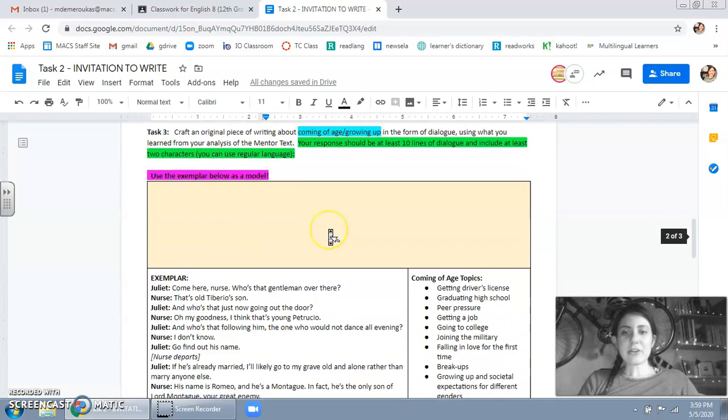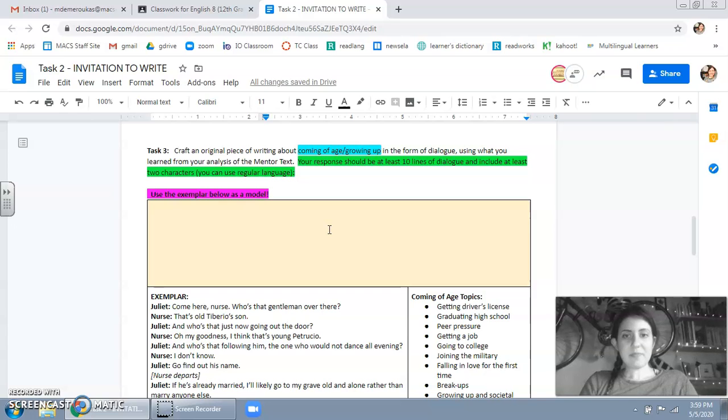All right, so here is the actual writing piece, which is task 3. So you're going to do an original piece of writing about coming of age, growing up, in the form of dialogue. So a conversation between 2 or more characters. And this is going to be based on what we saw in Romeo and Juliet. Remember, in Romeo and Juliet, the scene you read was the scene where they fall in love and they kiss and stuff, and then eventually Juliet learns that Romeo is a member of the family that is the enemy of her family, which is the whole problem in the play.